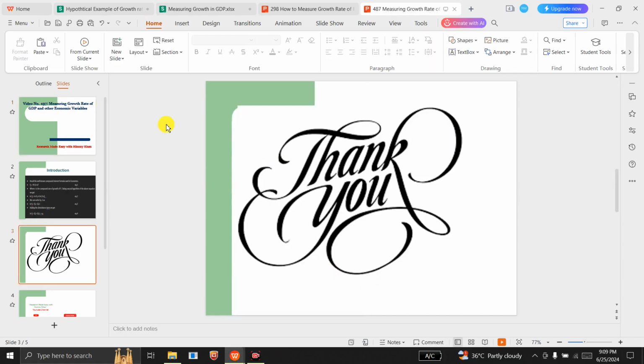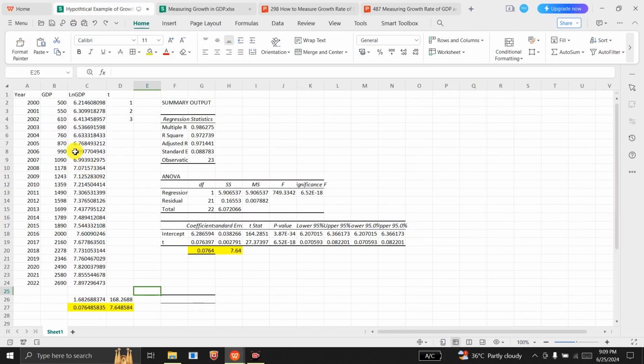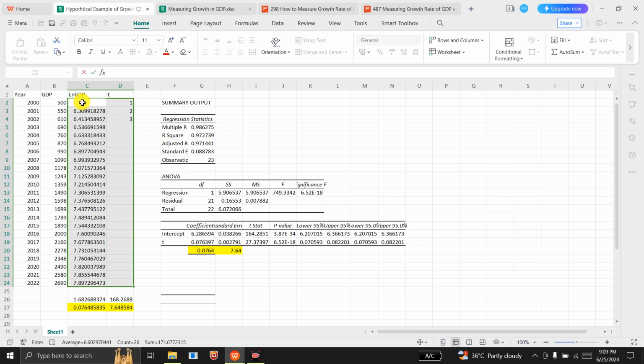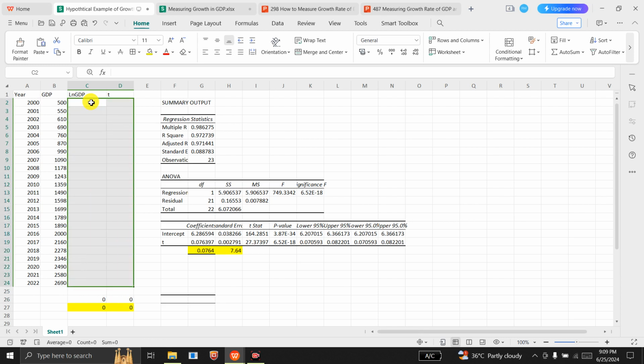So let me start with the hypothetical data. Here is the hypothetical data. Let me do it again. I want to delete this and compute this again for you. So I have this data for GDP, and this is hypothetical data.